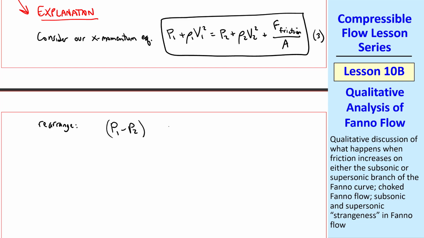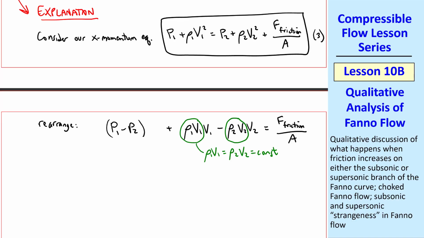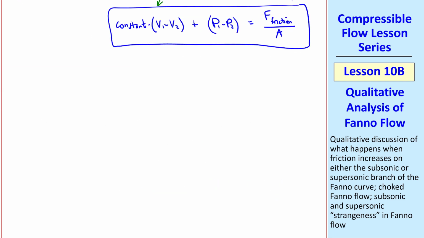P1 minus P2 plus ρ1 V1 V1 minus ρ2 V2 V2 equal F friction over A. But we know from conservation of mass that ρ2 V2 and ρ1 V1 are the same. So that grouping in either of these terms is a constant. So again, I'll rewrite and rearrange as some constant times V1 minus V2 plus P1 minus P2 equal F friction over A. Now we can examine these terms.